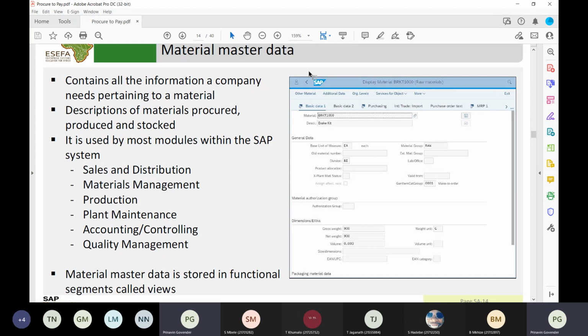Under the materials master data, you can think of this as a separate app or a little unit within the company. It contains all the information that a company needs pertaining to a particular material. When I talk about material, don't think about material like the fashion, the material that makes your dresses and your clothes and all of that.